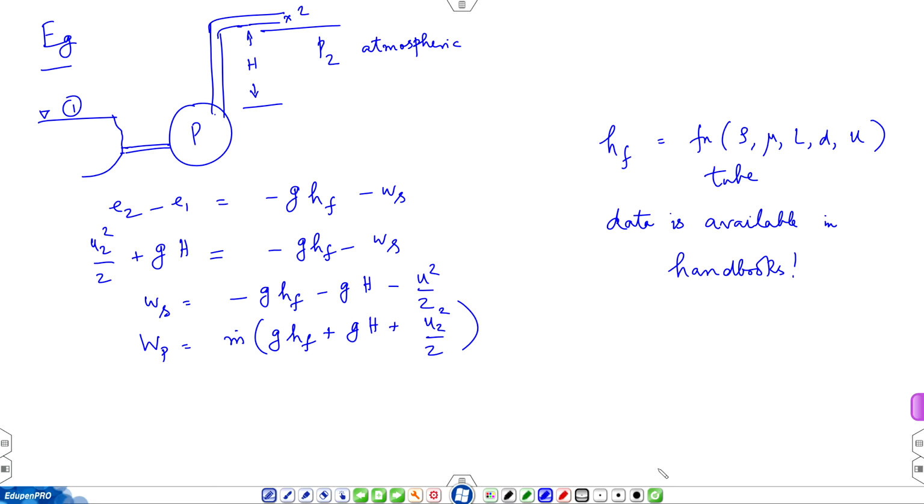But now handbooks also have a limitation, you can't specify it. Suppose I say I have a tube of 5 meters length and 10 mm diameter, show me the data. Then somebody else says I have 12 mm diameter, show me the data. It is not possible to generate data for each tube of each length, each diameter and each fluid. So, it is represented in compact form. So, handbook data will always be compact.